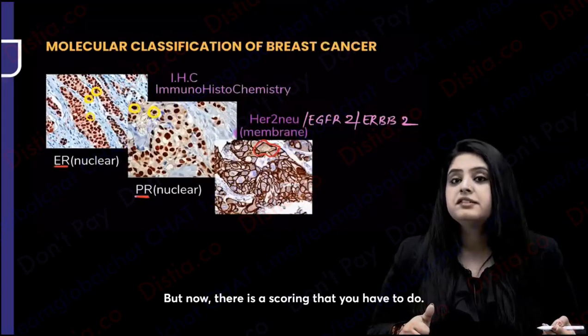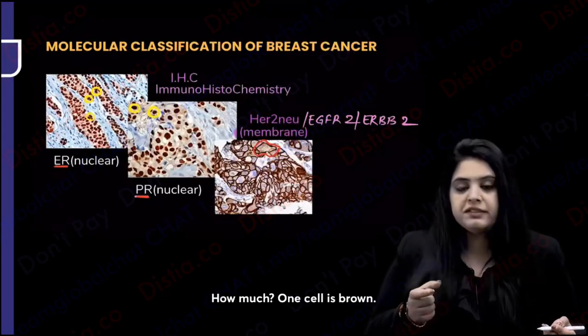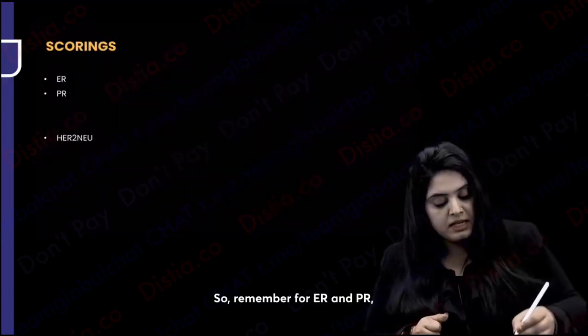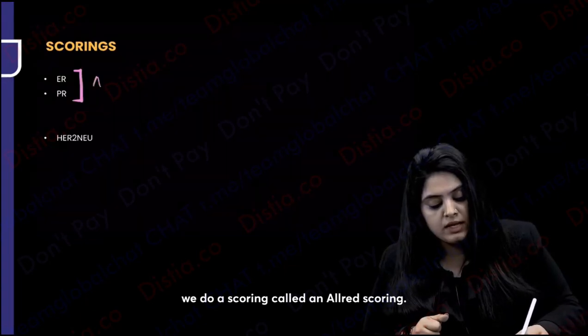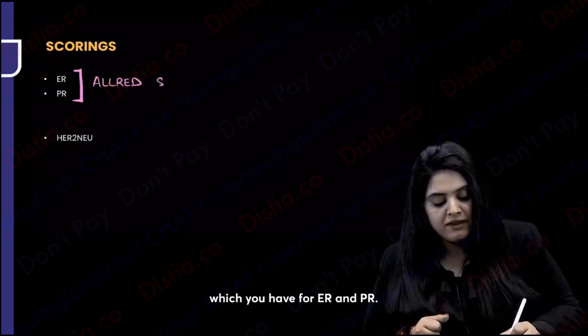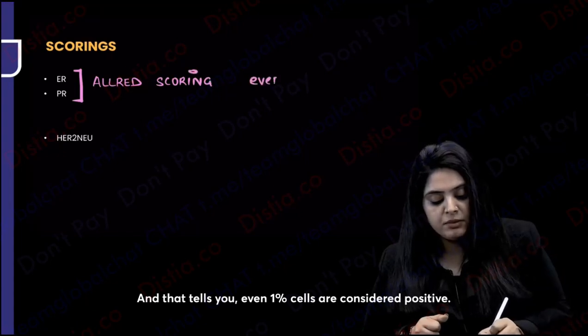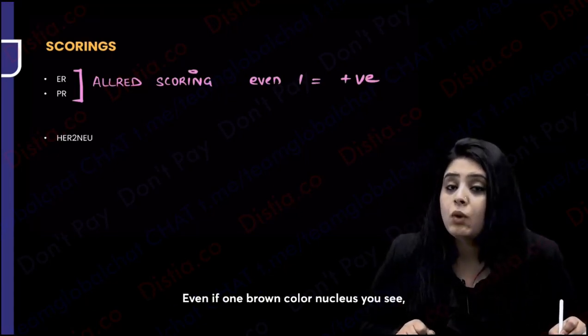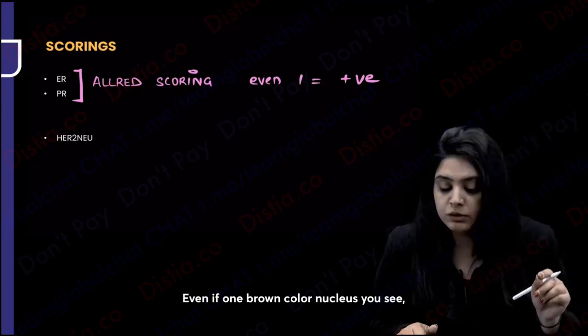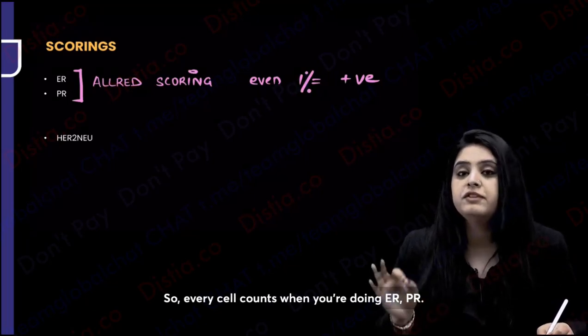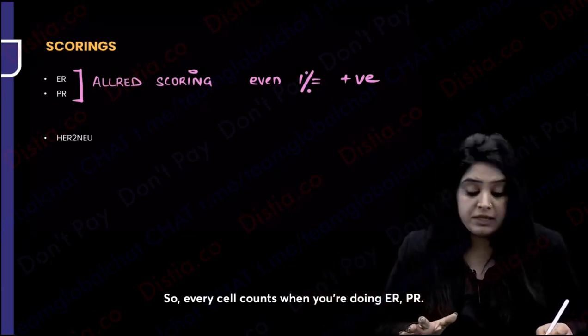But now, there is a scoring that you have to do. How much? If one cell is brown, will you take it as positive or not? So remember, for ER and PR, we use the Allred scoring, and that tells you even 1% of cells are considered positive. Even if you see one brown color nucleus, that is also considered positive. So every cell counts when you're doing ER, PR.